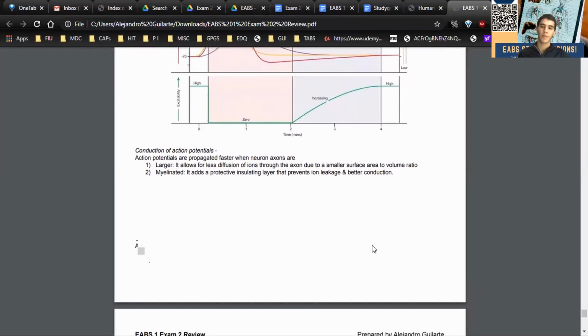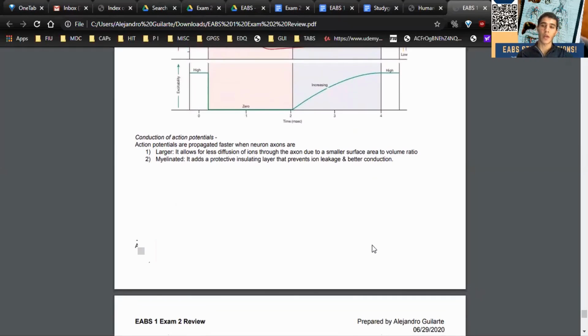One thing to consider when you're evaluating the different neurons and how action potentials are propagated is that neurons that are bigger tend to propagate faster. This is due to less diffusion going along the surface area of the neuron because there's a smaller surface area to volume ratio, since the neuron is simply much bigger. Also, neurons that are myelinated have faster action potential propagation, because the myelin sheath is a fatty lipid, so it insulates the neuron and you have better conduction.